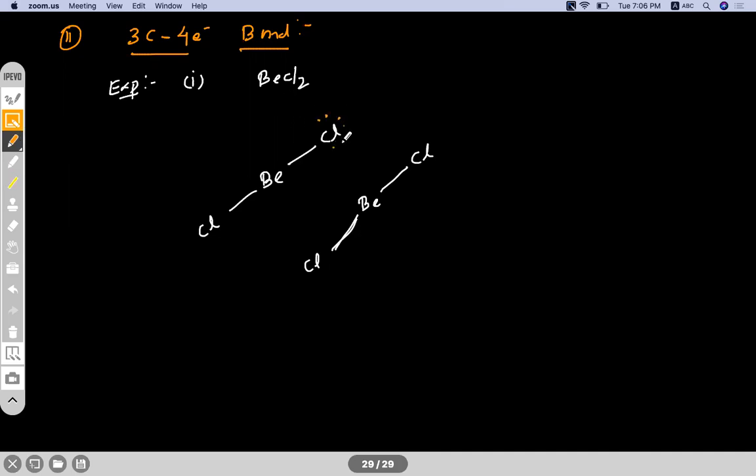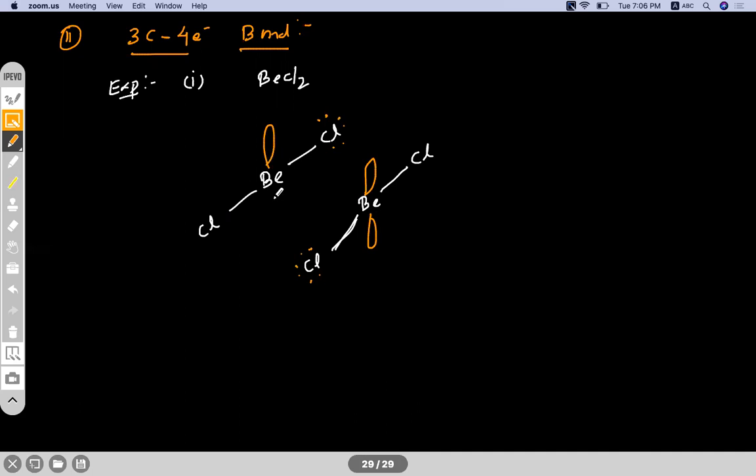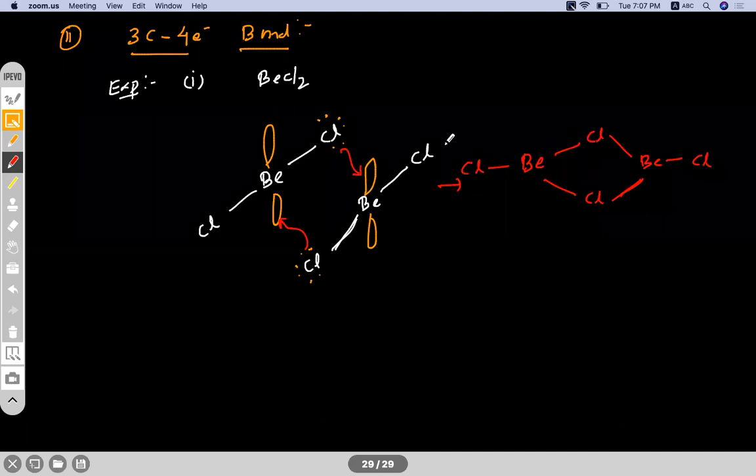Chlorine has three lone pairs on it. And we know beryllium has a vacant p orbital that we have discussed already. So what happens, this chlorine donates its lone pair into the vacant orbital of this beryllium. And hence we get a bridge bond here, BeCl, Cl and Cl. So one bond pair we'll have here, which is present as it is. Another one is of chlorine, and chlorine has two lone pairs here. This one, you see, 1, 2, 3 center, 2 plus 2, 4 electron. That's why this bridge bond is a 3 center, 4 electron bond.